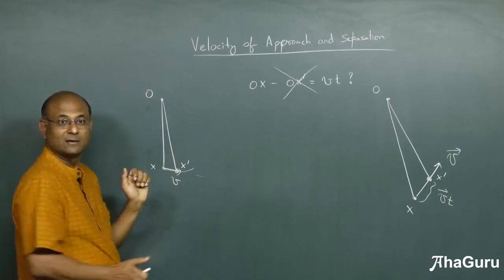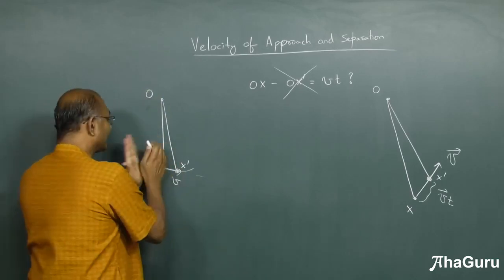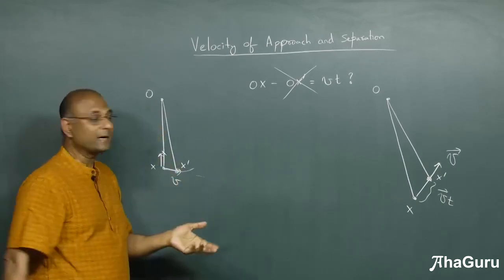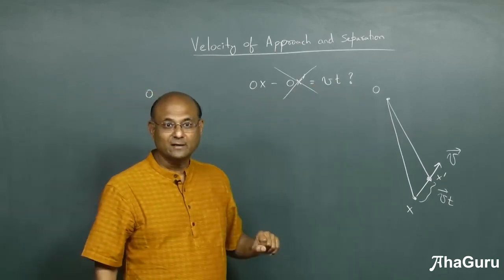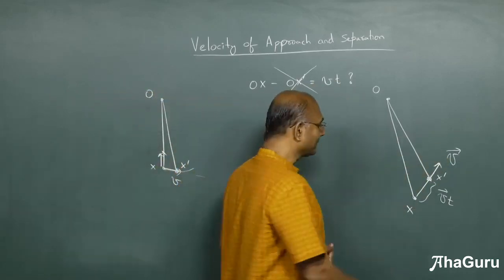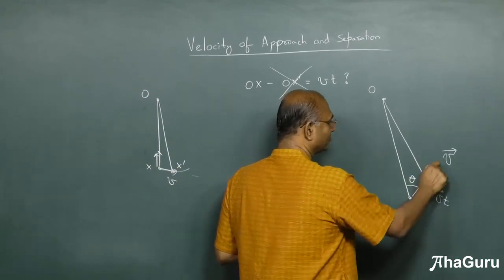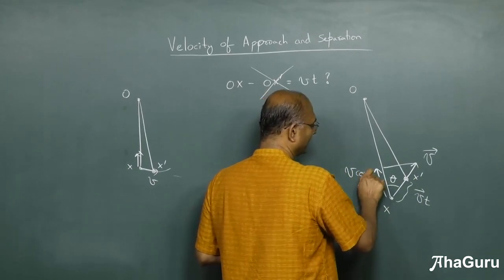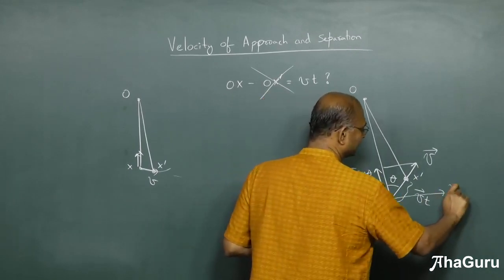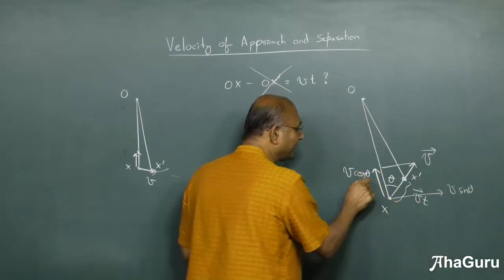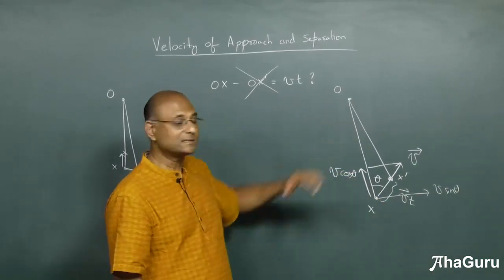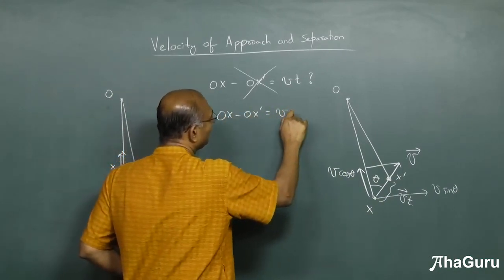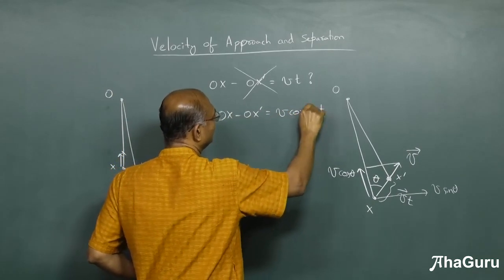On the other hand, if v was like this, then a little later, this is where x dash is. So OX has definitely come down. In that case, you can say it was vt. But in general, if it looks like this, let us say this angle is theta, you should take the component of v in this direction, which is v cos theta. Then there is a component in this direction, which is v sin theta. It is the v cos theta which is reducing the distance. So OX minus OX dash is v cos theta into t.